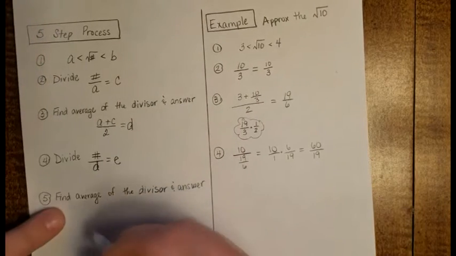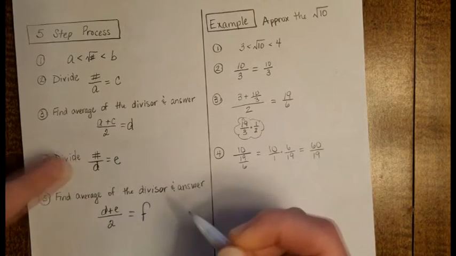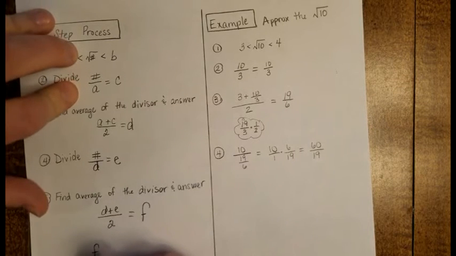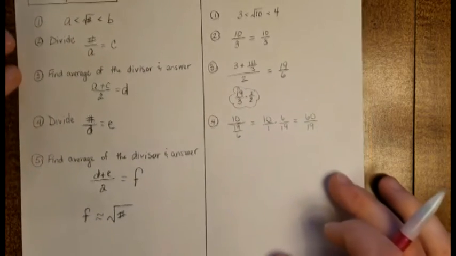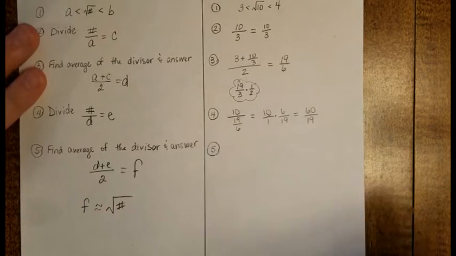And so that would be doing D plus E, dividing it by 2, and whatever that answer is we'll call F, and F is approximately the square root of my number. I just have to divide it out to however many decimal places I need. So step 5 over here is going to look like this.